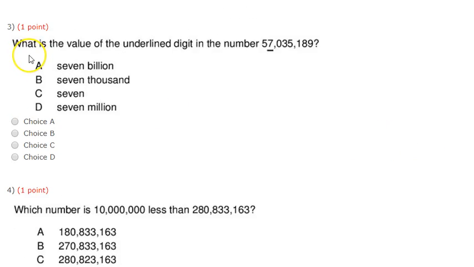Number 3. What is the value of the underlined digit in the number 57,035,189? So using your place values, where does that 7 fall? Is it at 7 billion, 7,000, 7, or 7 million?